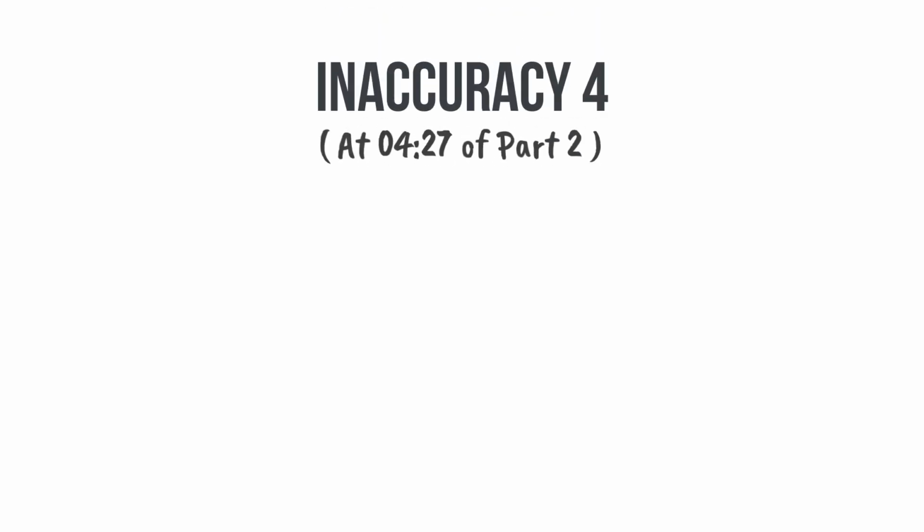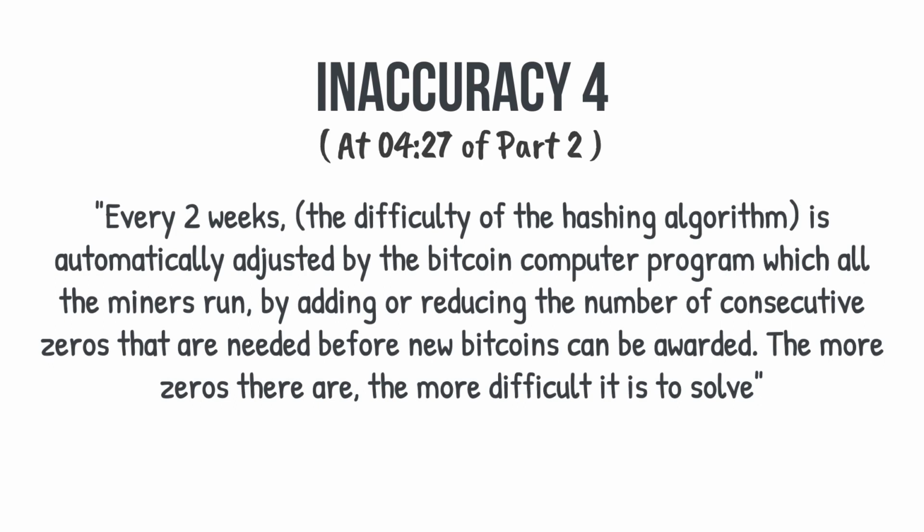And lastly, inaccuracy 4. At 4 minutes 27 seconds of part 2, I said, every 2 weeks, the difficulty of the hashing algorithm is automatically adjusted by the Bitcoin computer program which all the miners run, by adding or reducing the number of consecutive zeros that are needed before new Bitcoins can be awarded. The more zeros there are, the more difficult it is to solve.